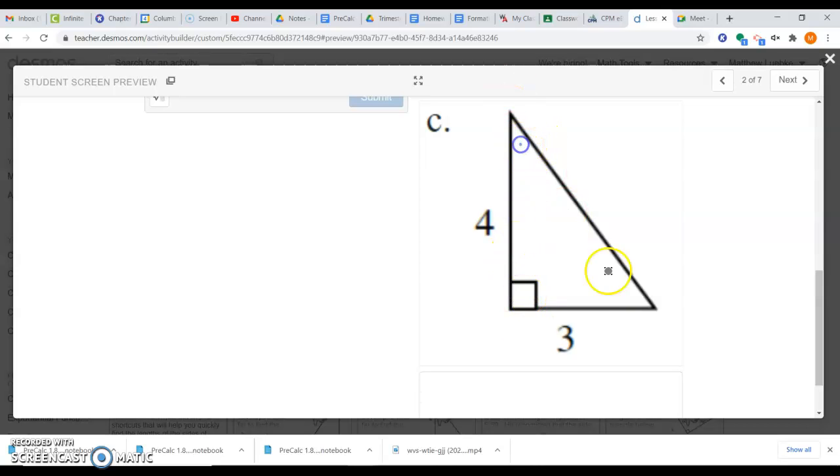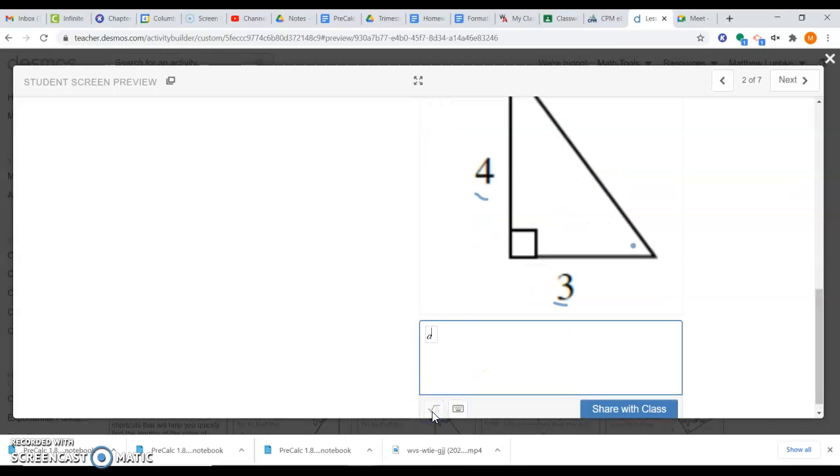So we don't have an angle up here, we don't have an angle down here. All we have is our 90, and we have two sides. So just a 90 and two sides, we use the Pythagorean theorem. Pythagorean theorem is a squared plus b squared equals c squared.